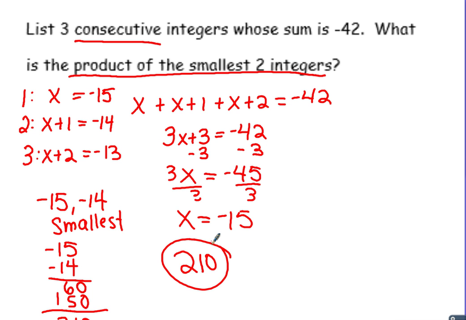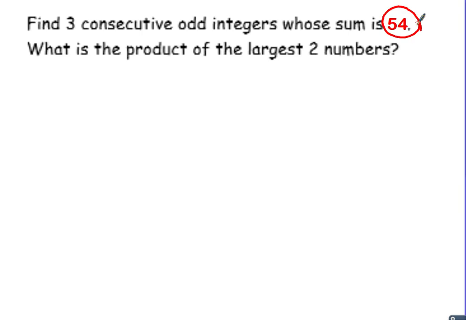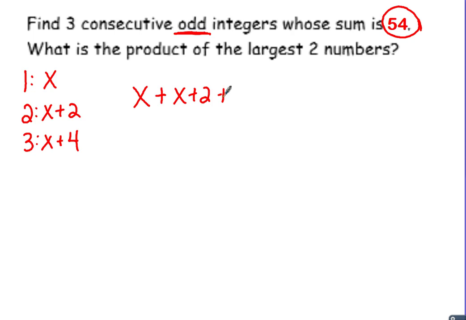The second problem is actually incorrect on your paper, so please fix it right here. It is 54, and we're now going to find 3 consecutive odd integers. Odd is key here. So our first number would always be x. Our second number is x plus 2, and our third number is x plus 4. And those 3 numbers have to add up to 54. X plus x plus 2 plus x plus 4 equals 54.